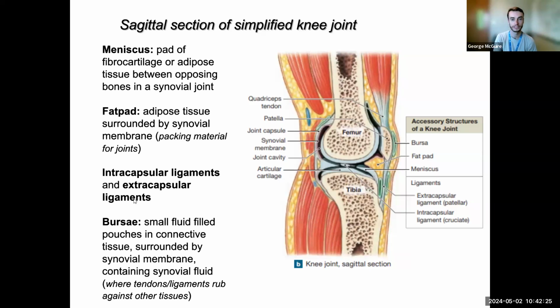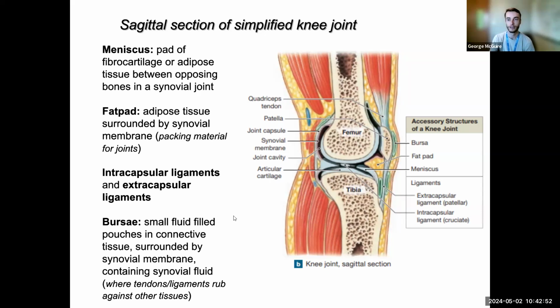We then have support, as I said earlier, from intracapsular and extracapsular ligaments. So ligaments within that joint capsule and ligaments outside of that joint capsule. We can see the one here. This is an example of our knee joint. So we have extracapsular ligaments between the patella and the tibia. And then we have intracapsular ligaments such as the ACL and PCL, the cruciate ligaments within the joint capsule.